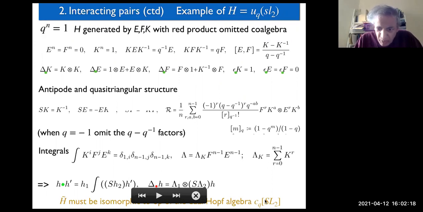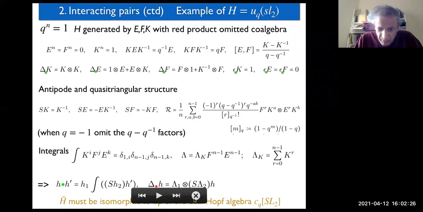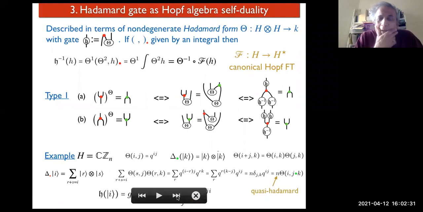So that means it must be isomorphic to a quantum group, C_q SL2, which is also known. But it actually gives a very nice new way of working with that quantum group. So it's actually quite useful even in algebra. Okay, so that was meant to be the straightforward part, reviewing what's already known in a cleaner way.